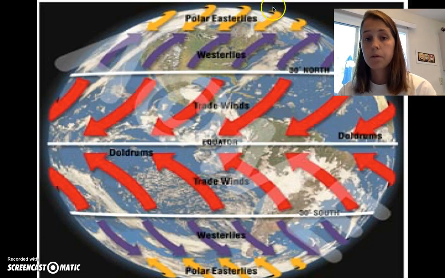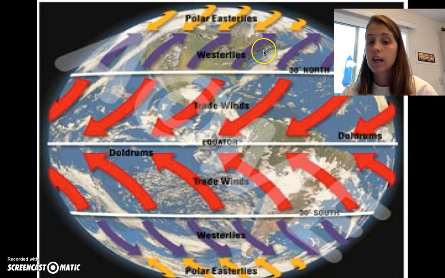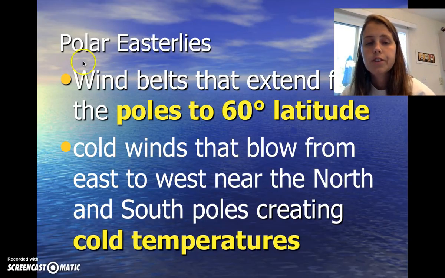So this is a map of what they look like. The trade winds are closest to the equator, westerlies between 30 and 60 degrees, and the polar easterlies at the very top and the very bottom of the Earth. So the polar easterlies are wind belts that extend from the poles to 60 degrees latitude, both north and south. Cold winds that blow from the east to west near the north and south poles create cold temperatures.